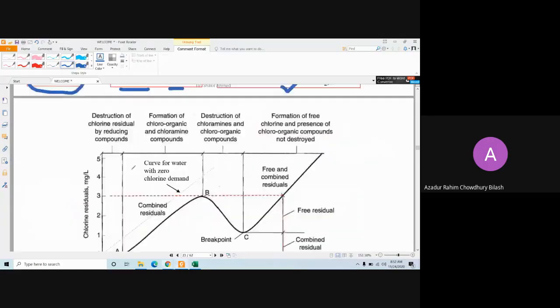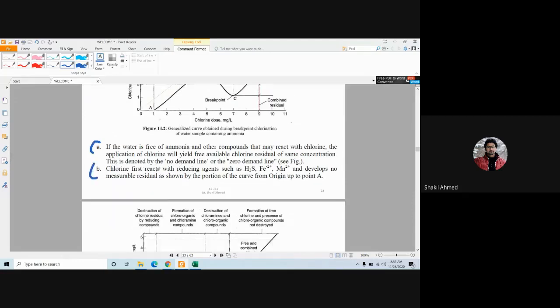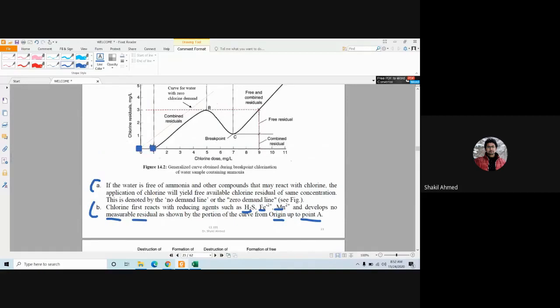So let's see what they're telling here. If the water is free of ammonia and other compounds that may react with chlorine, then chlorine first reacts with reducing agents such as hydrogen sulfide, iron, manganese, and develops no measurable residual, as shown by the portion of the curve from the origin up to point A. From the origin up to point A, zero. Clear? Yes, sir.